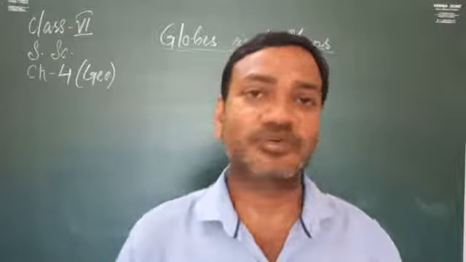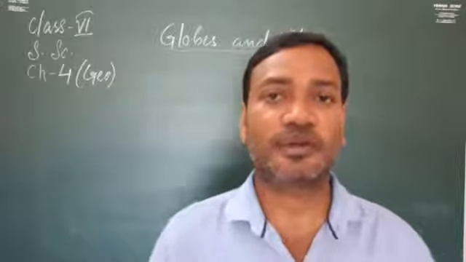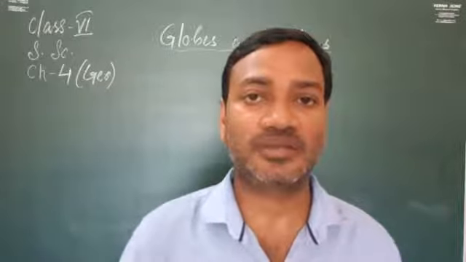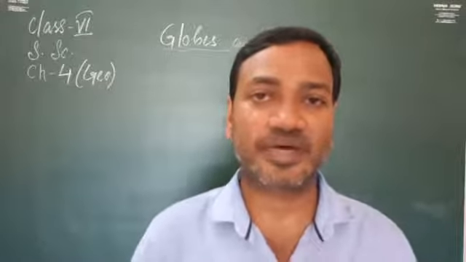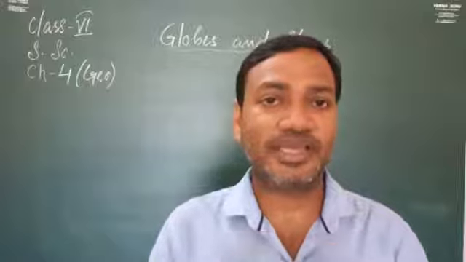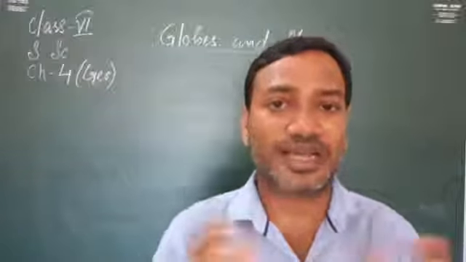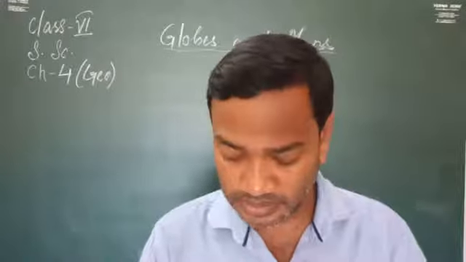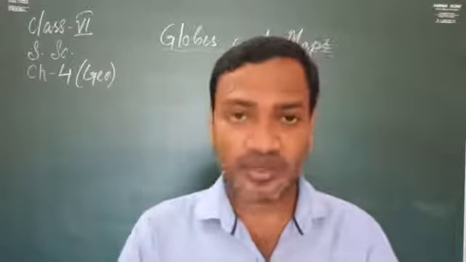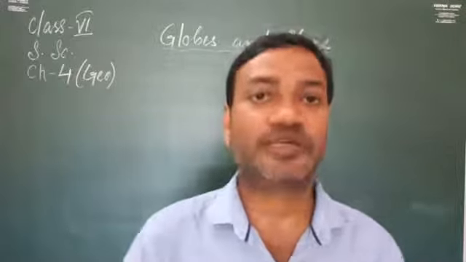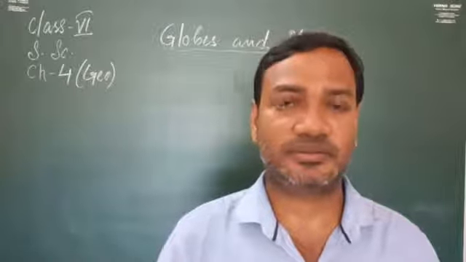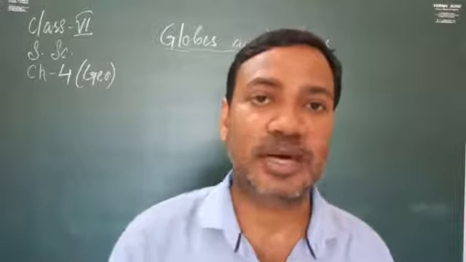In this chapter we will come to know about the globe, how it helps us, and about maps also, how they are useful to us. A small model of the earth is called the globe. A globe is a very simple and accurate way of representing the earth, so it is a very simple way to understand the earth.